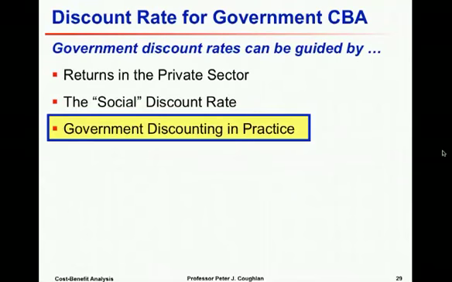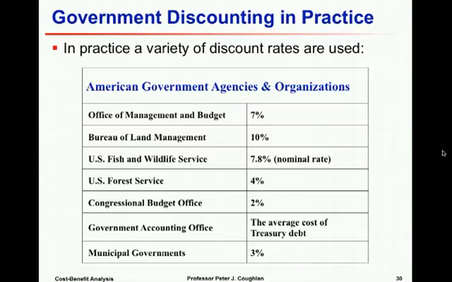So then what does that mean in practice? What are the government discount rates that are actually used in practice? Well, the answer is there are several, but I'll ultimately give you an answer that you should use in your own projects. If we look at discount rates used in the American government, here are some examples. OMB, and we'll get to that, talks about 7%. Bureau of Land Management, 10%.